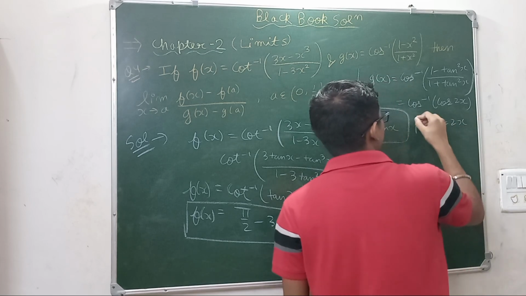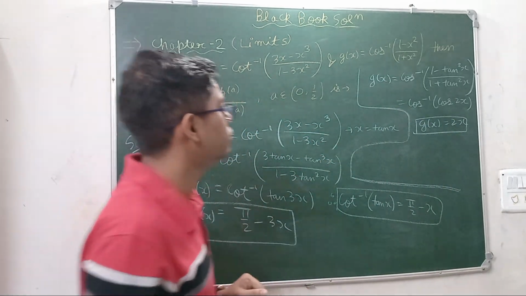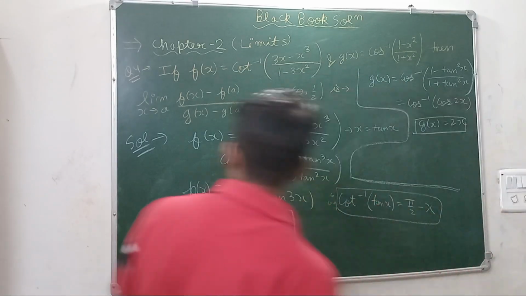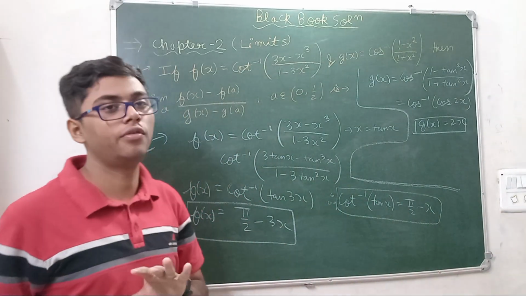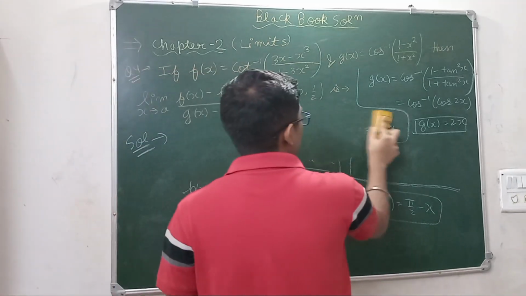So we've got our two functions gx and fx. Now we will substitute into this limit and find the value. Now you can see what we have done here, how we've taken fx and gx. So come on, let us now evaluate this limit.